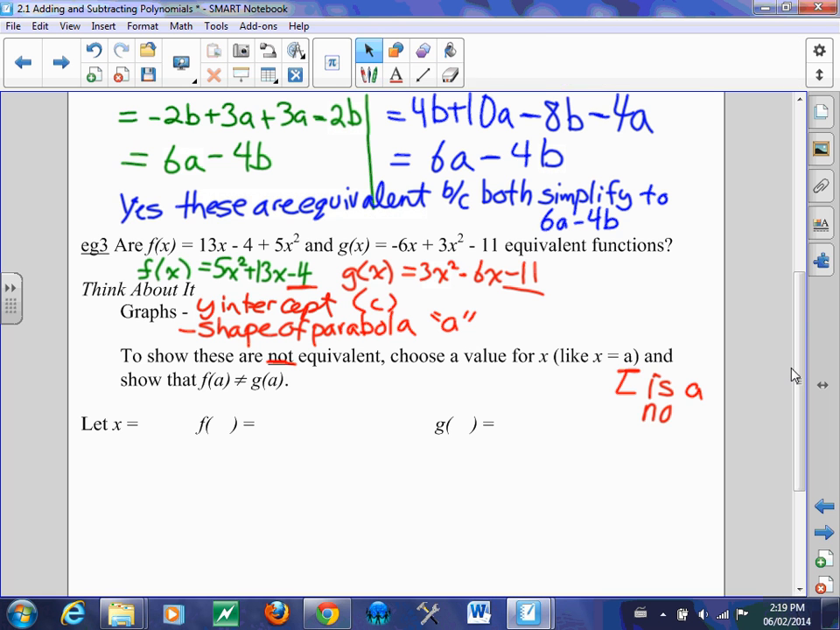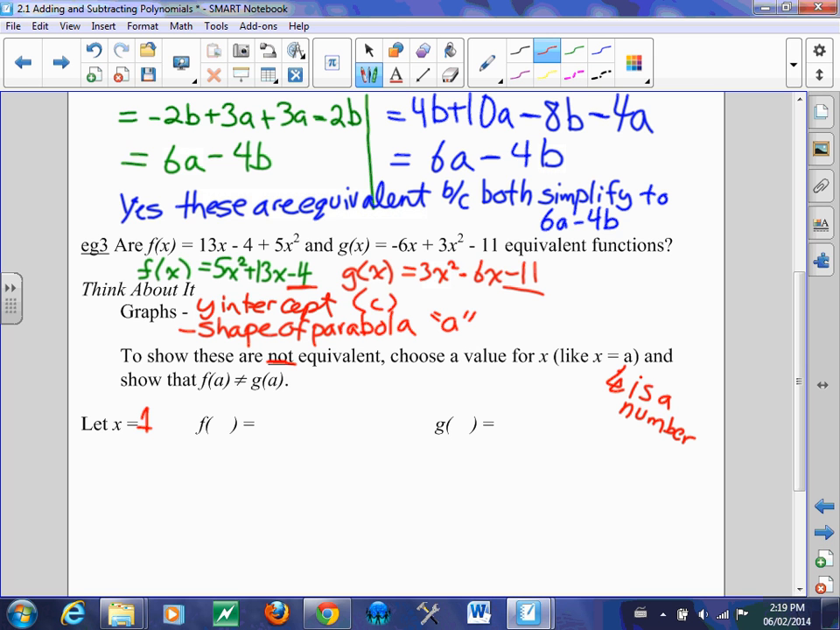Sorry, number. Which doesn't look right. So we're going to let a is a number, okay? And show that they don't equal. So in this case, ladies and gentlemen, let's just take an easy one and let's let x equal 1.